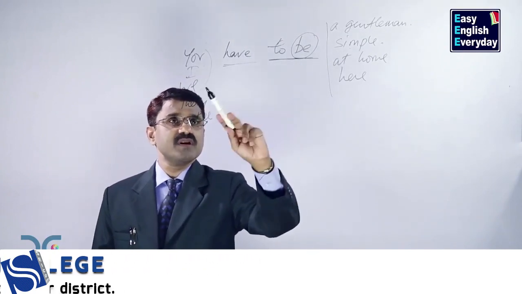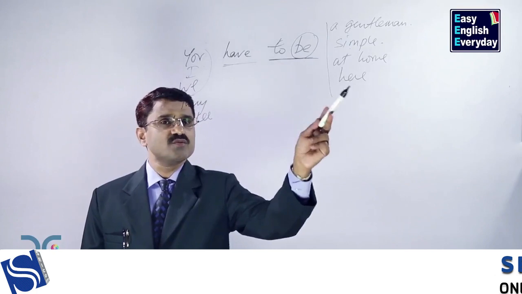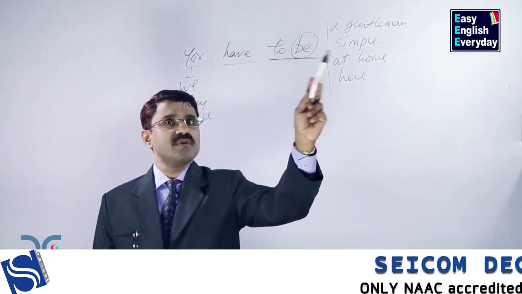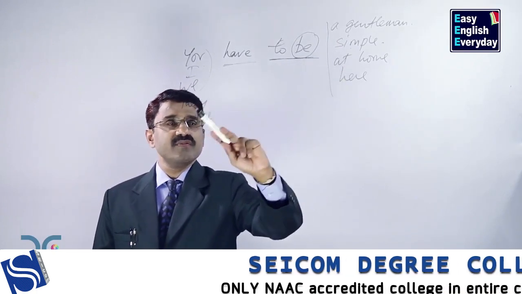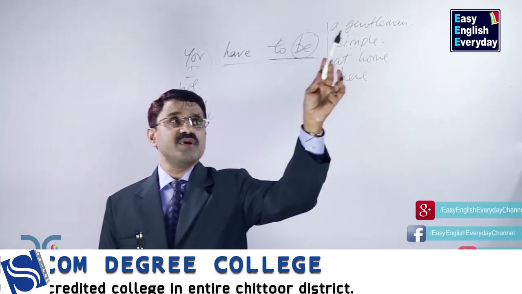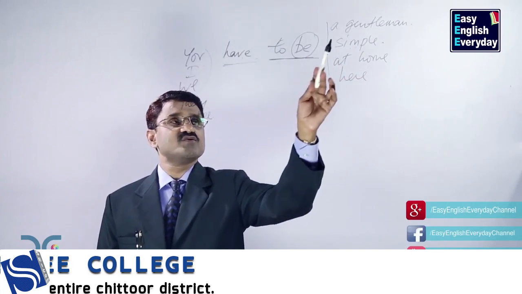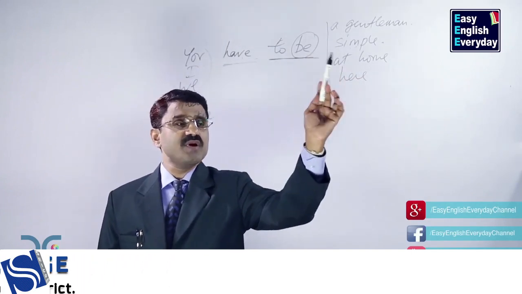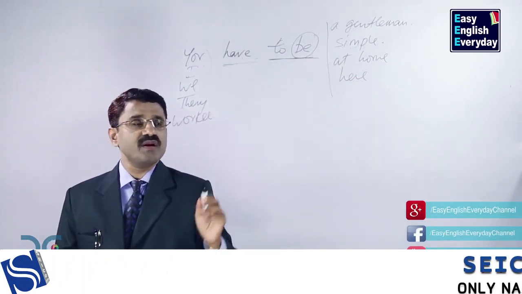We have to be simple. We have to be at home. We have to be here. They have to be gentlemen. They have to be at home. They have to be simple. They have to be here. Workers have to be gentlemen. Workers have to be simple. Workers have to be at home. Workers have to be here.